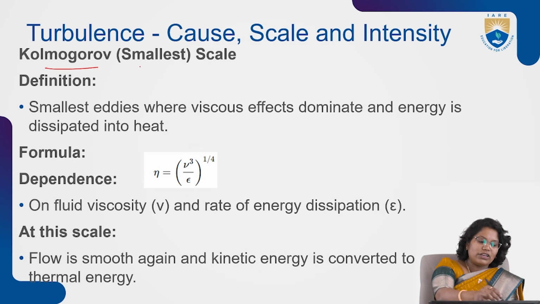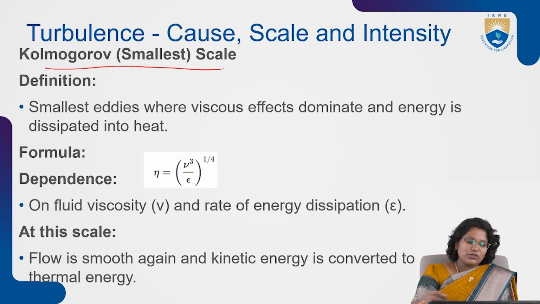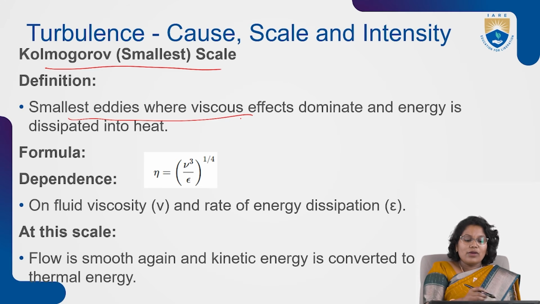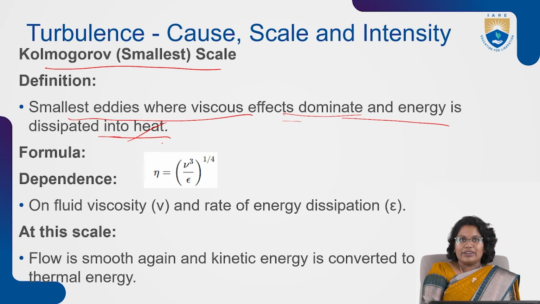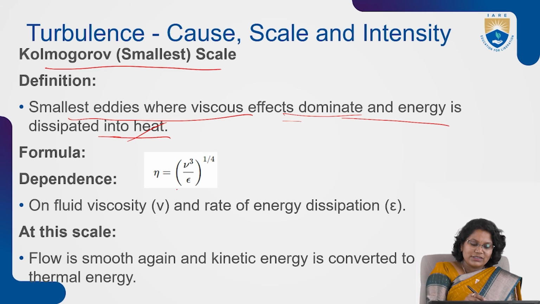And here the smallest one is Kolmogorov. Smallest scale, the smallest eddies where viscous effects dominate and energy is dissipated into heat. The formula for this is eta is equal to (ν³/ε) to the power of 1/4.